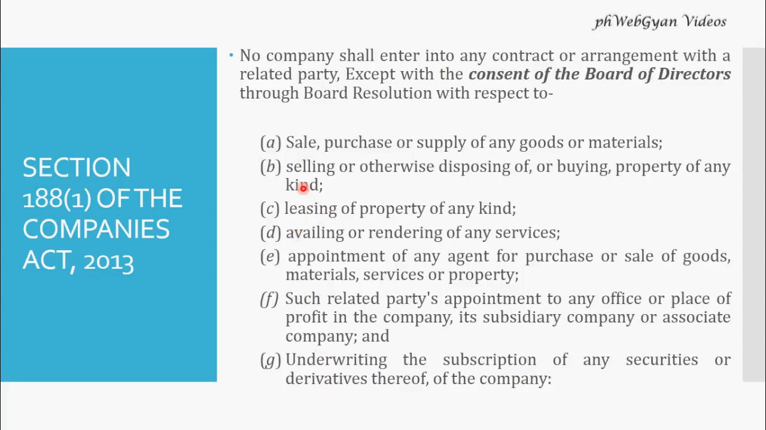First of all, the transactions include sale, purchase, or supply of any goods or material. Secondly, selling or otherwise disposing of, or buying, any property. Here we can see that all kinds of transactions have been included. It is either sale, purchase, or supply of goods or material, which is talking about movable goods. Secondly, selling or otherwise disposing of or buying any property.